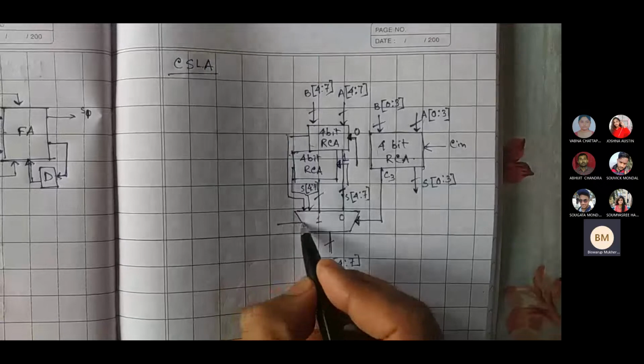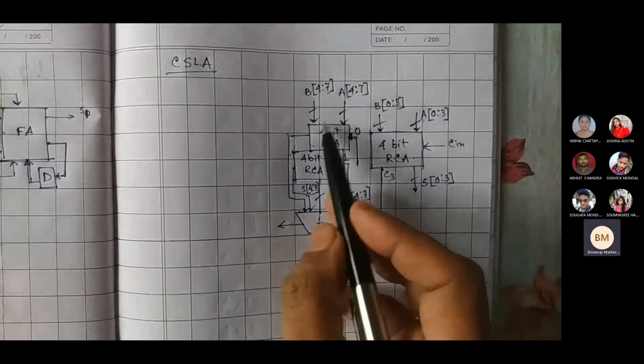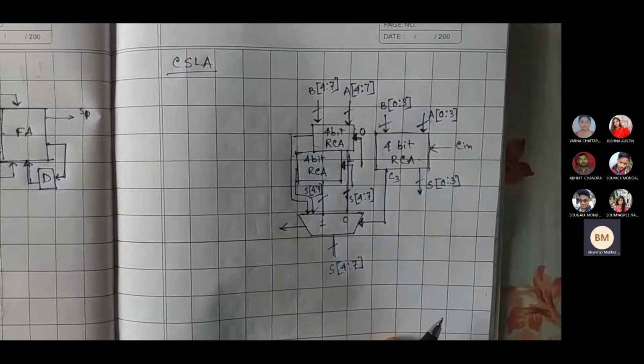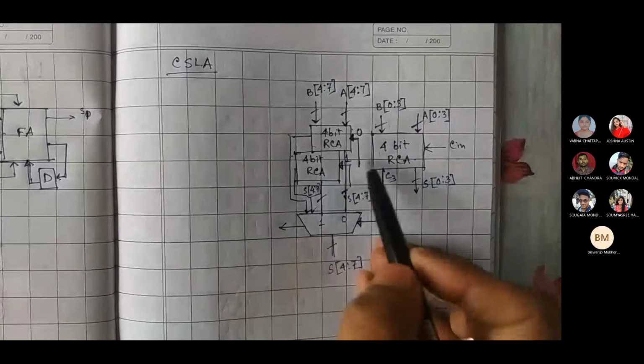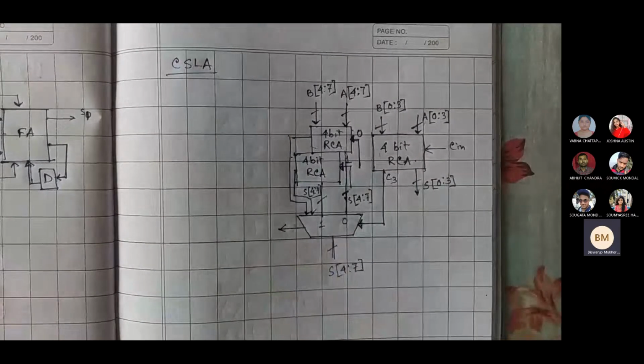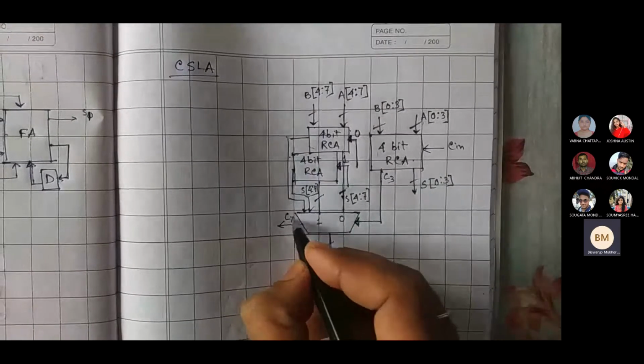So that means if it is 0, then as per this RC adder, we are selecting the carry. And if it is 1, then we are selecting the carry from the lower hand RCA block. So this is my final C7.